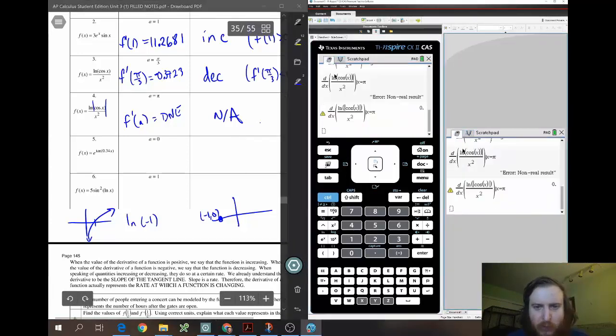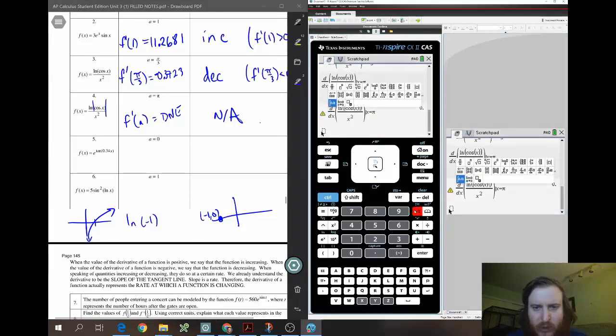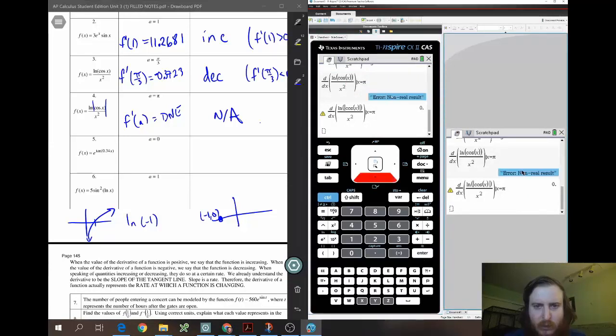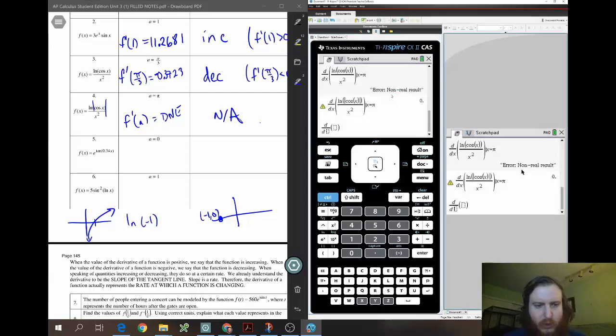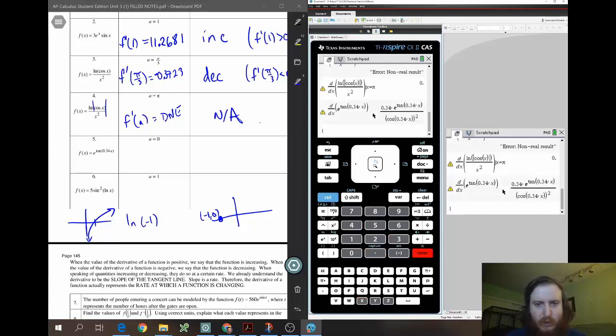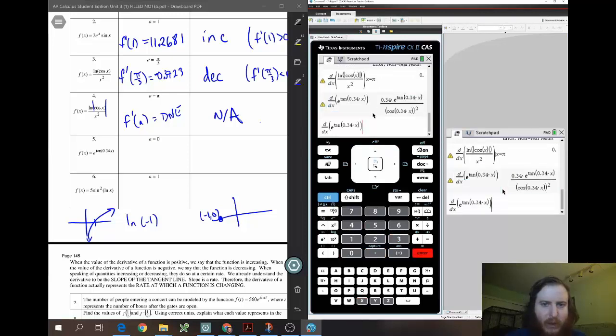Okay, our next one, we're going to do the same process. So the derivative with respect to x, oops, come down here. If you ever have that happen, my cursor was up here, we just need to bring the cursor back down to the bottom. Okay, so derivative with respect to x of e to the tangent of 0.34x. Okay, and I forgot the at part.